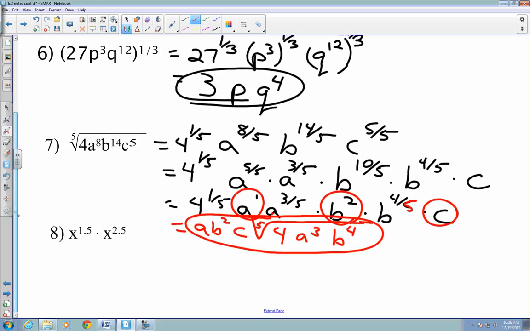Okay, on your worksheet today, you have a few problems that have decimal exponents. Can you just times by 10? No, you can't, but you just add them. So x to the 1.5 times x to the 2.5 is just going to be x to the 1.5 plus 2.5. When you add those together, we get 4. So that's just x to the 2.